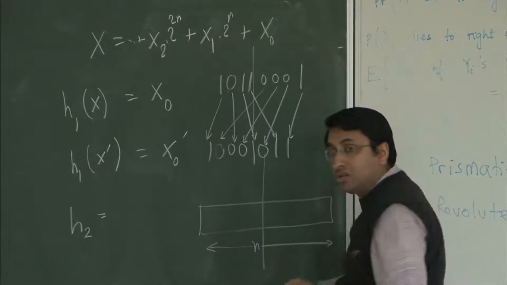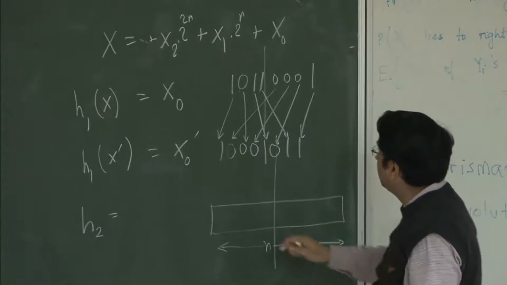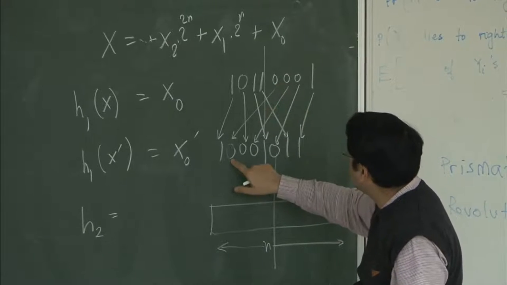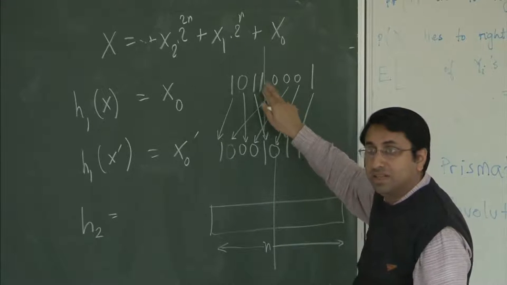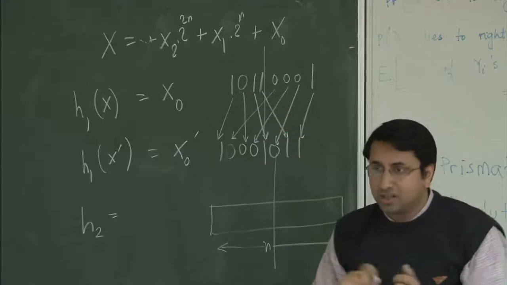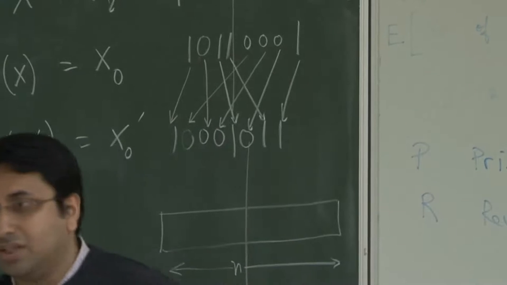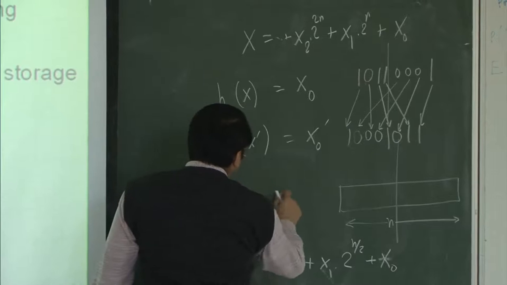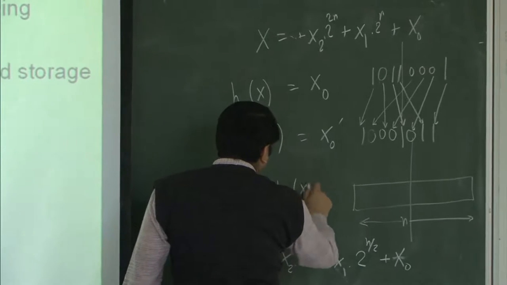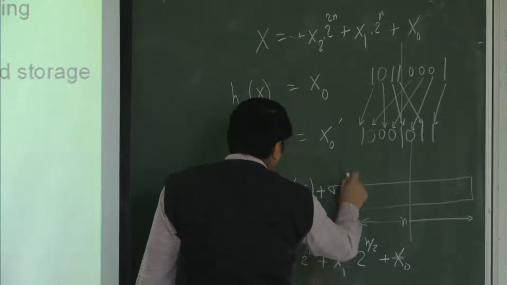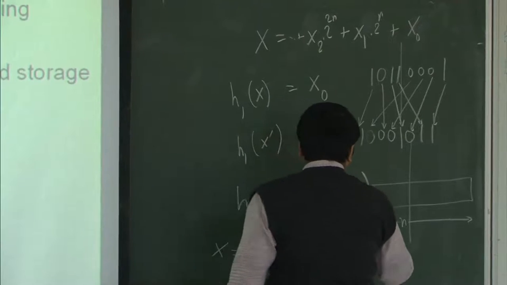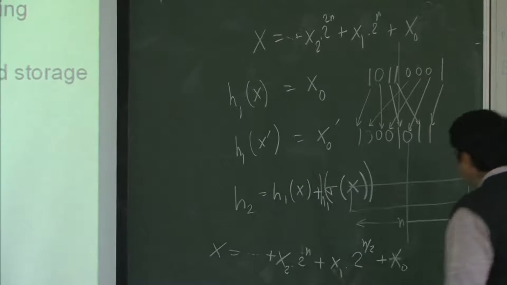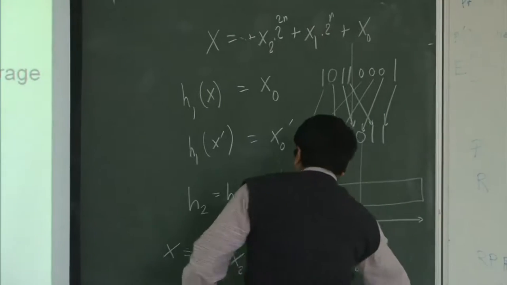Okay, right? So I could do it in a different way also by starting with this particular bit. So instead of inserting 0 here, I could have started with 0 first and then inserted 1 and so on. So I can alternate in two different ways. The function that I apply on x, that is h2, is h1(x) plus a perfect shuffle of x. Sigma applied on that.